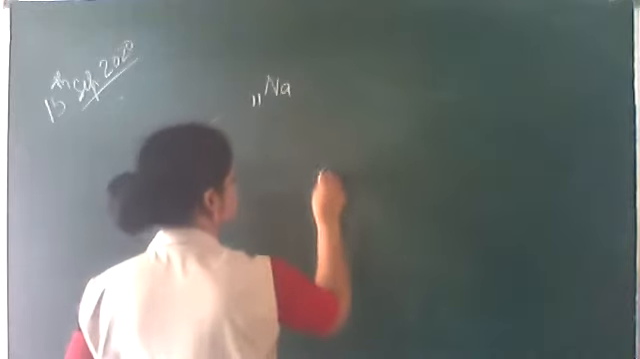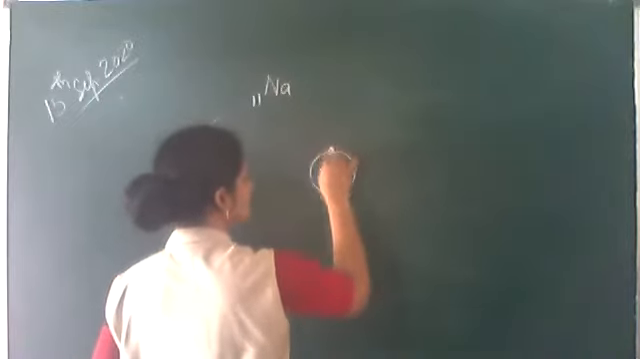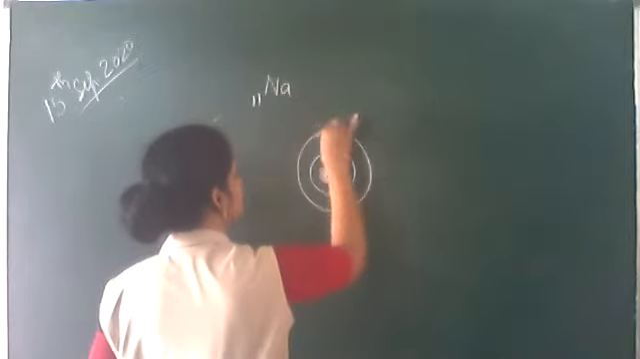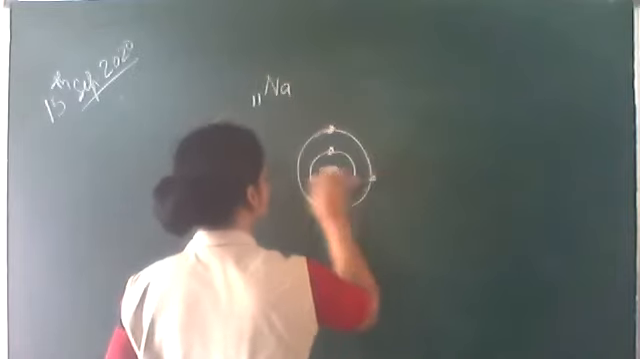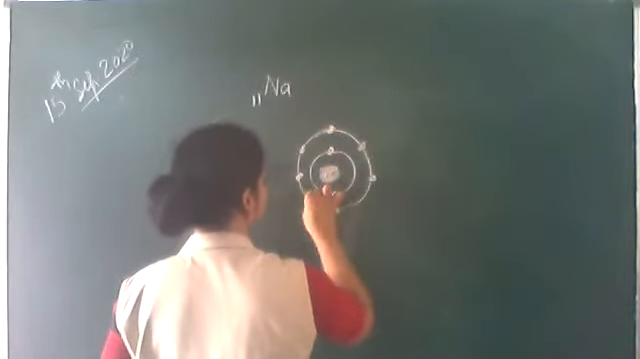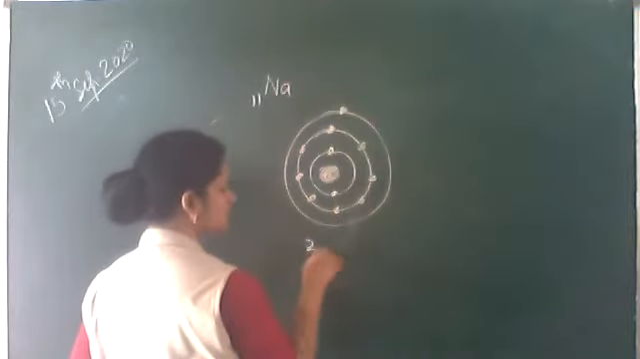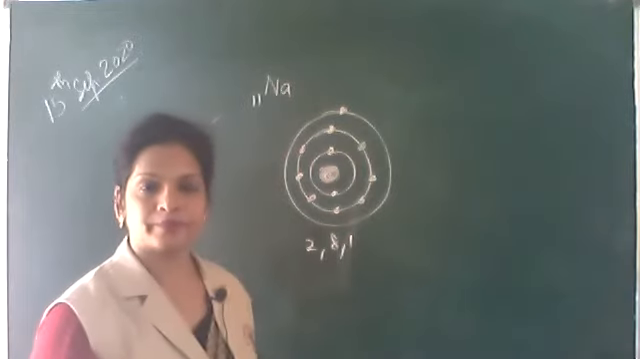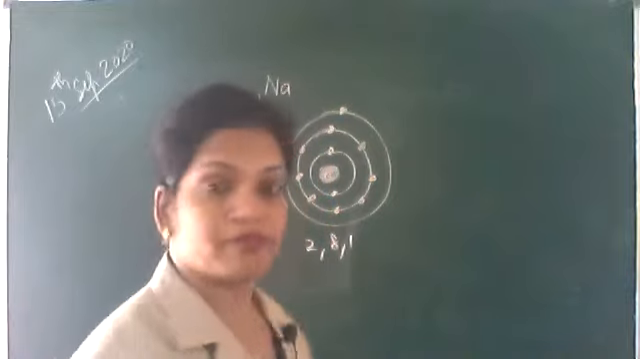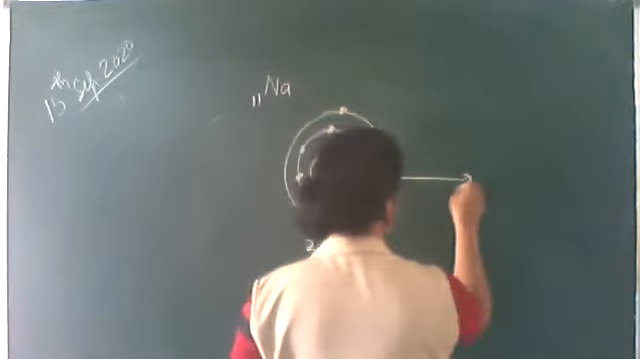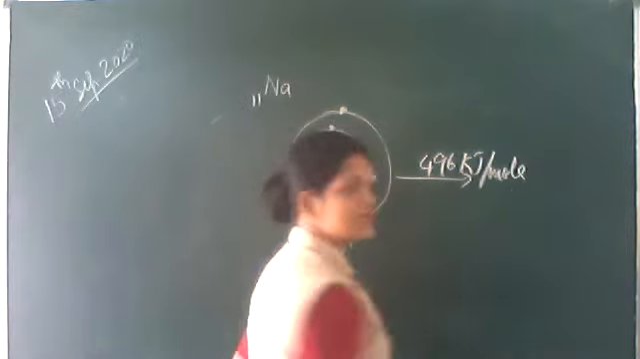So this is the nucleus. First shell contains 2 electrons. Second shell 8. And third shell 1. 2, 8, 1. Sodium. This is a neutral atom. Suppose we are giving some amount of energy. For example, here 496 kilojoules per mole, that is the amount of energy given to that.